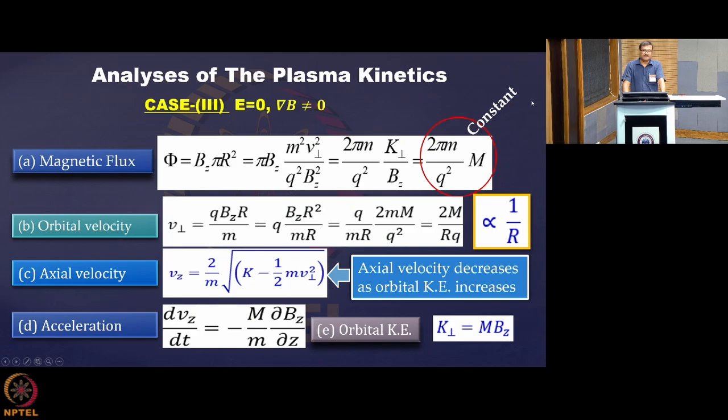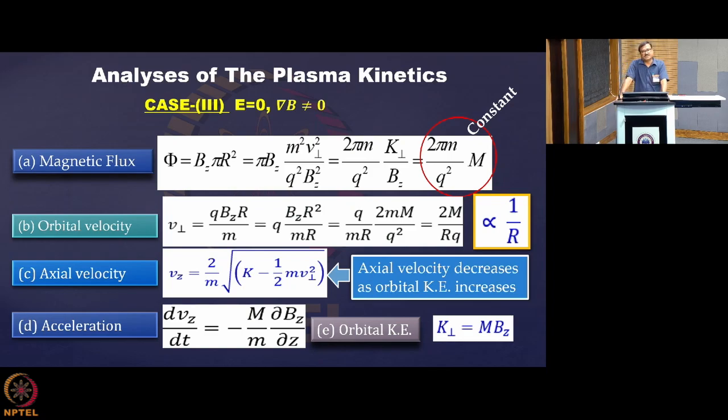So a very interesting thing we have now arrived at: for this kind of motion, when there is a gradient in magnetic field and that gradient is constant, the magnetic flux is a constant of motion. Very interesting thing, and we will use this property in our later derivation, and we will see very interesting consequences.